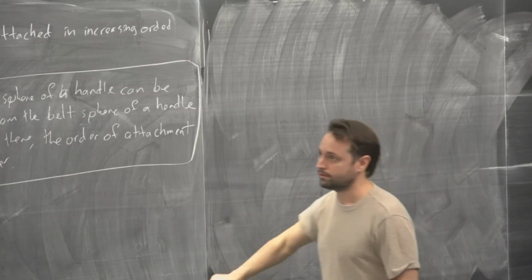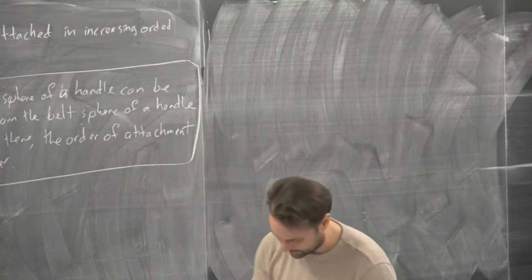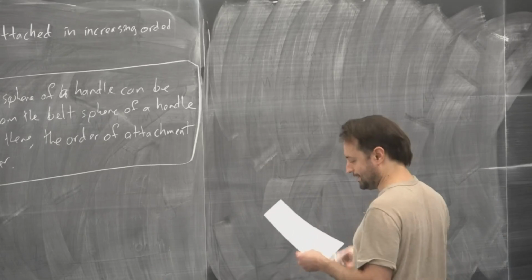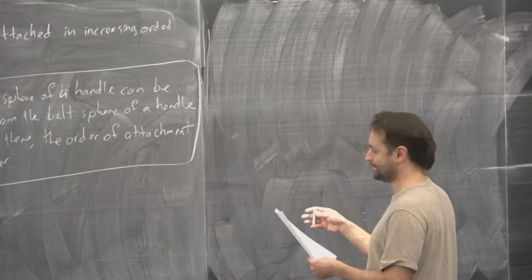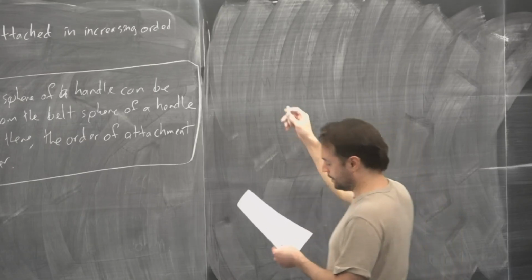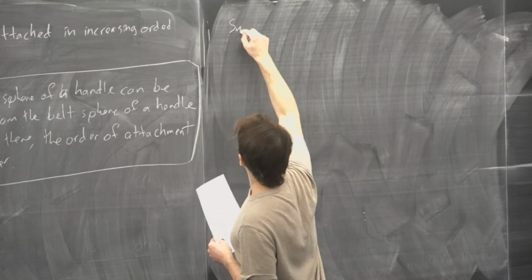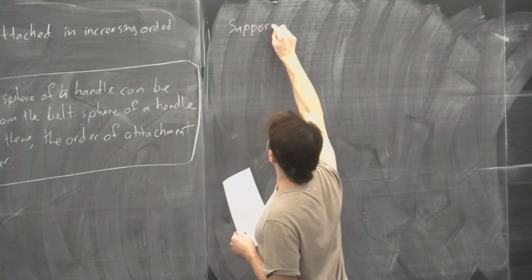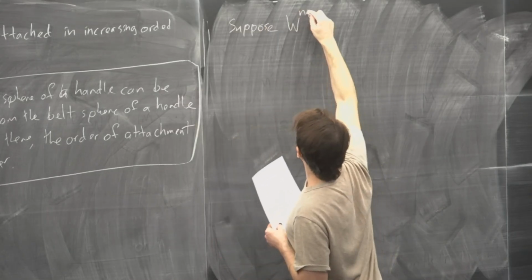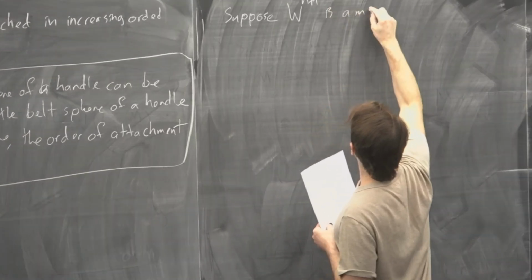So we've got half an hour left. We definitely want to draw the cancellation trick. I'm not going to get to absolutely everything, but let's see what we get to. Here we go. Suppose this is the ambient manifold now. So suppose W^{n+1} is a manifold with boundary.